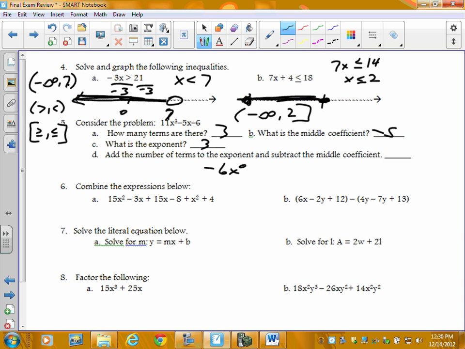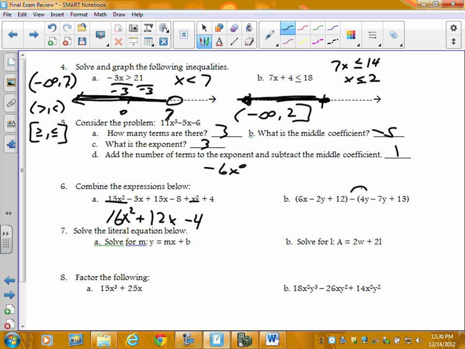Add the number of terms to the exponent. 1, 2, 3. Plus 3 is 6. Subtract the middle coefficient 5. I think they're trying to get us 1 there. Combine like terms. 15x squared plus x squared is 16x squared. There's some of you that can't get that. I don't know what to tell you guys. At this point right here, you need to be combining like terms. -3x and +15x is plus 12x. And negative infinity for -4.